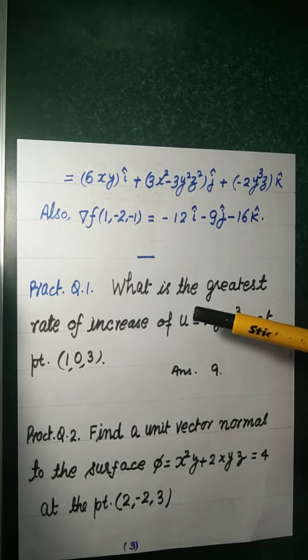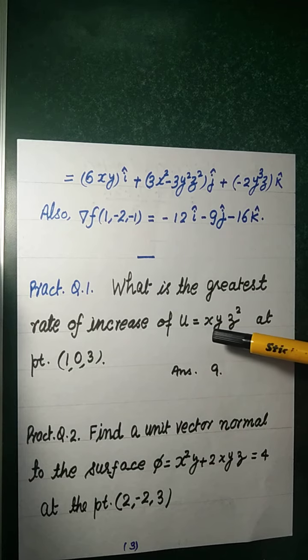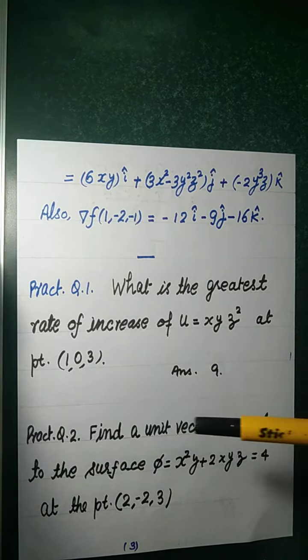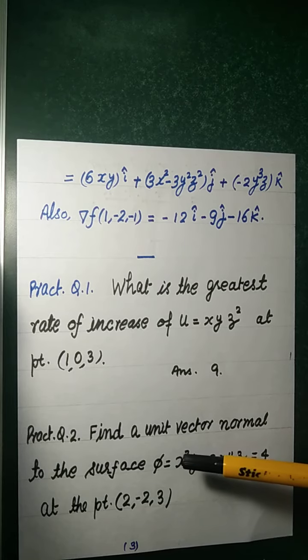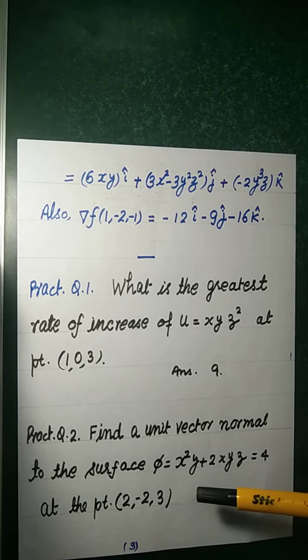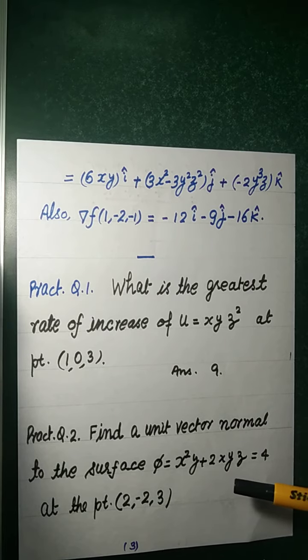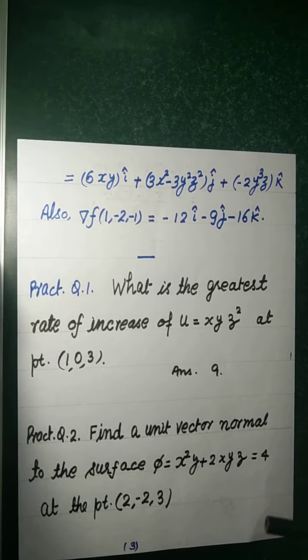What is the greatest rate of increase of function u equals xyz square at point (1, 0, 3)? So this will be 9, the answer. And we have the next practice question. Find the unit vector normal to the surface x square y plus 2xyz equals 4 at the point (2, minus 2, 3).